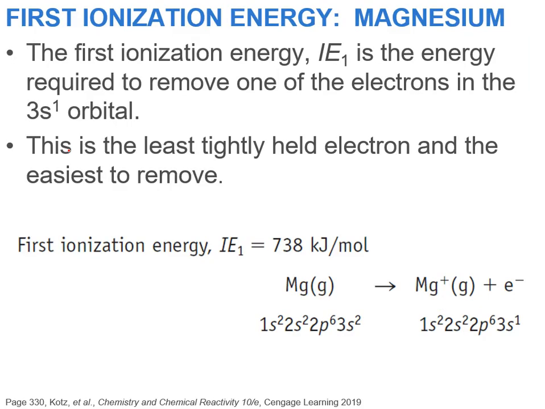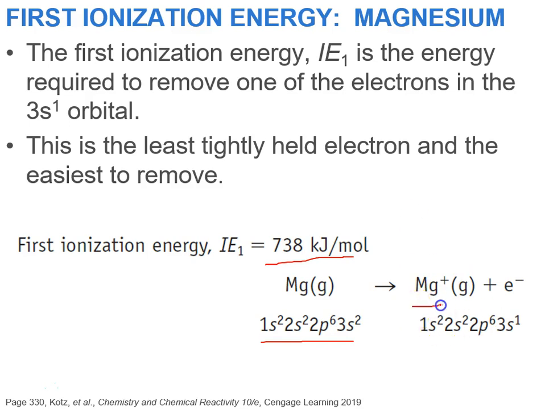The other thing we can do is look at not just first ionization energies, but second and third. This is going to be different depending on what element you're looking at. Our authors look at magnesium. This is the first ionization energy. If you look at the electron configuration for magnesium, you're removing one of those 3s electrons. This is 738 kilojoules per mole, so that's the least tightly held and easiest to remove.